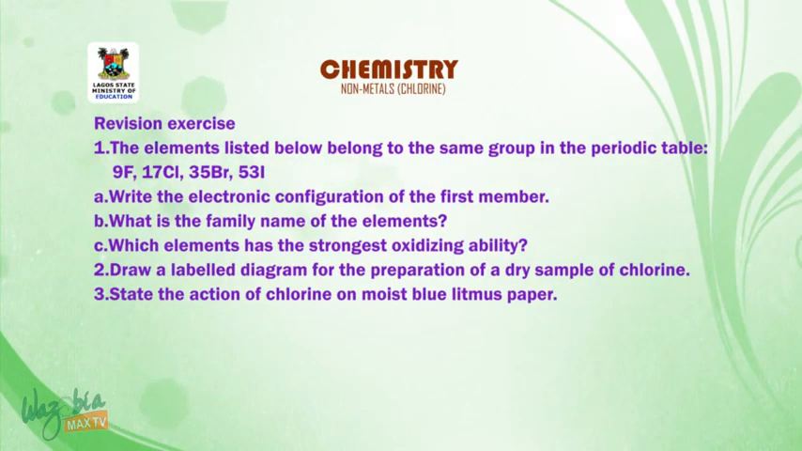Revision exercise. 1. The elements listed below belong to the same group in the periodic table: fluorine, chlorine, bromine, and iodine. A. Write the electronic configuration of the first member. B. What is the family name of the elements? C. Which element has the strongest oxidizing ability? 2. Draw a labeled diagram for the preparation of a dry sample of chlorine. And 3. State the action of chlorine on moist blue litmus paper.